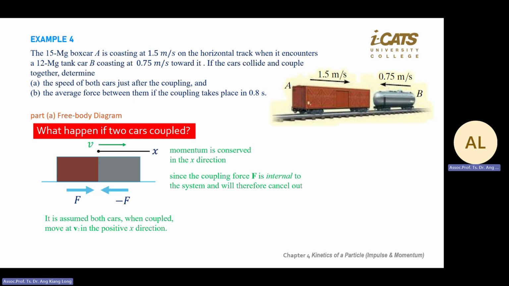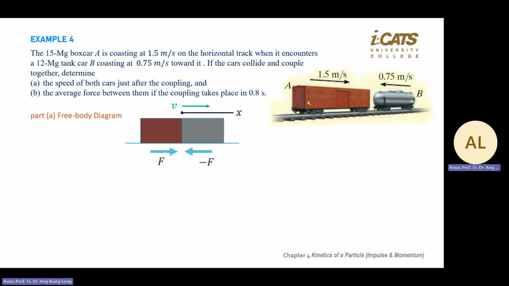So first, you need to identify your positive direction. What happens if two cars join? Example 5 later, we will discuss what happens if they do not join together. I give you one example of this one, coupled. Once it's coupled, you can use conservation of linear momentum.